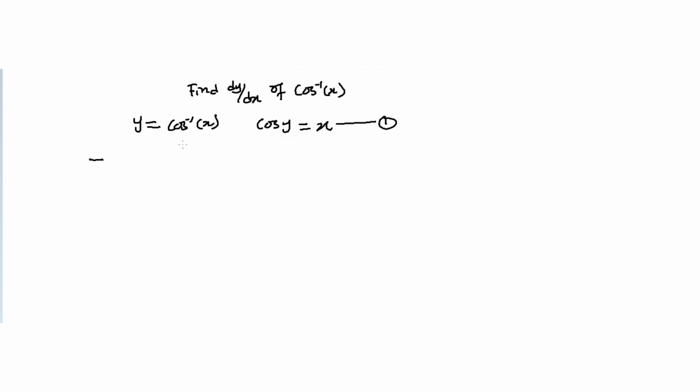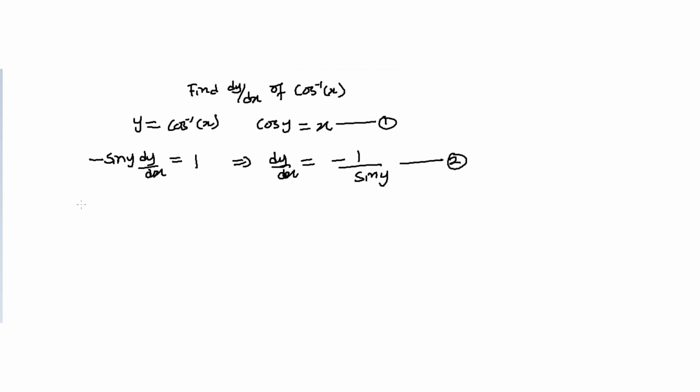We are going to have minus sine y dy over dx equal to 1. Please watch my video on implicit derivative to understand this more clearly. So this means dy dx will be equal to minus 1 all over sine y, and let's call this equation 2.